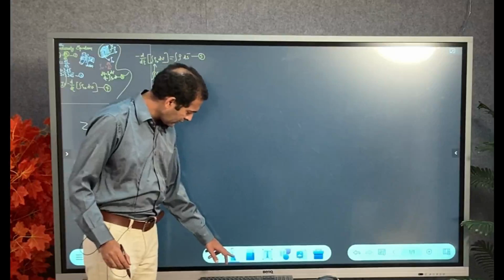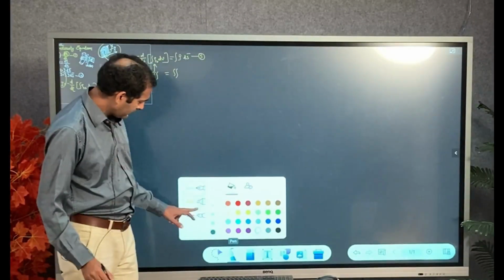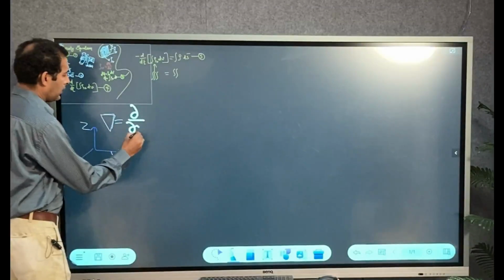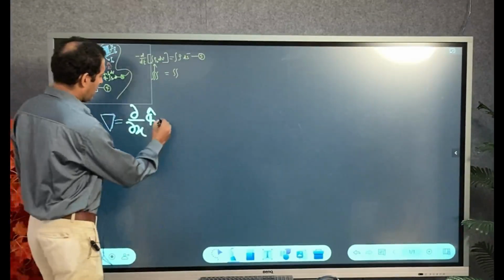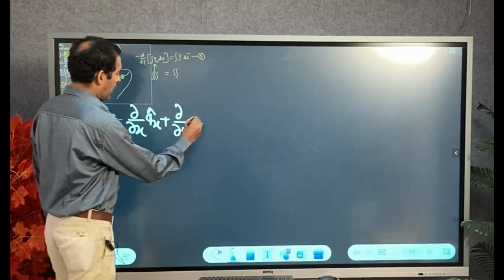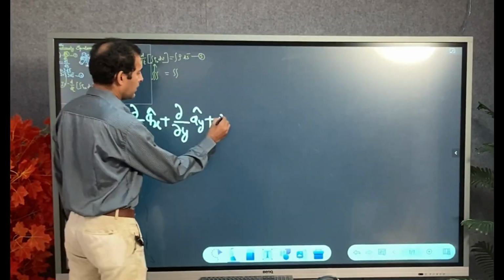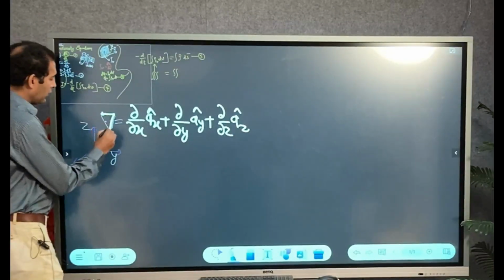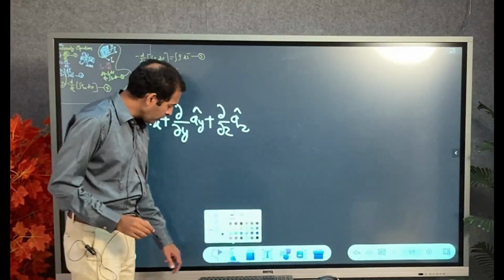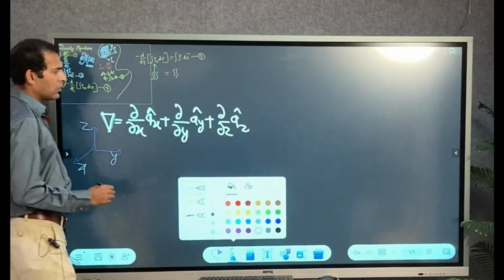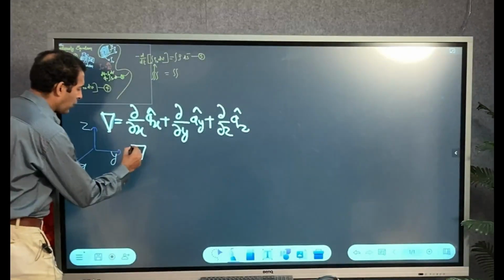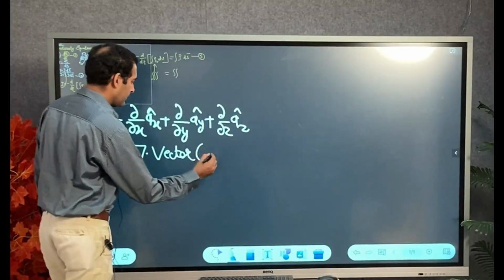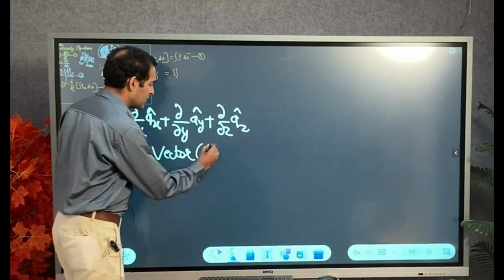Then the del operator for Cartesian coordinate system will be given by dou x into ax cap plus dou y into ay cap plus dou z into az cap. Now this del operator can be used with dot product or cross product. So let us see what we get when we take dot product or cross product of this del operator. If we take del operator dot product with any vector, then del dot any vector is called divergence.